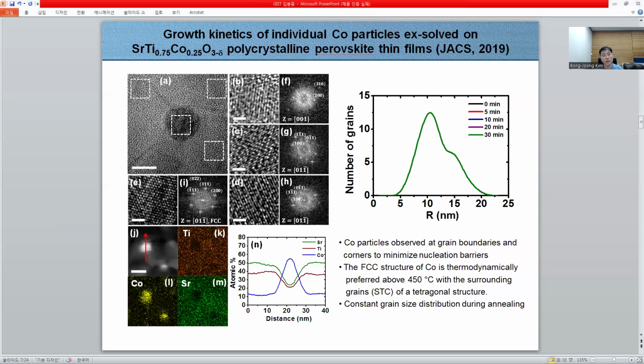Using high-resolution TEM images and EDX line scans, we clearly observe the exsolved nanoparticle is located at a corner of strontium titanium oxide grains because the location minimizes nucleation energy barriers using heterogeneous nucleation. We also find that during annealing above 450 degrees C, the cobalt particle is FCC structure, but it transforms to HCP structure at room temperature, where we use this particle for catalysis.